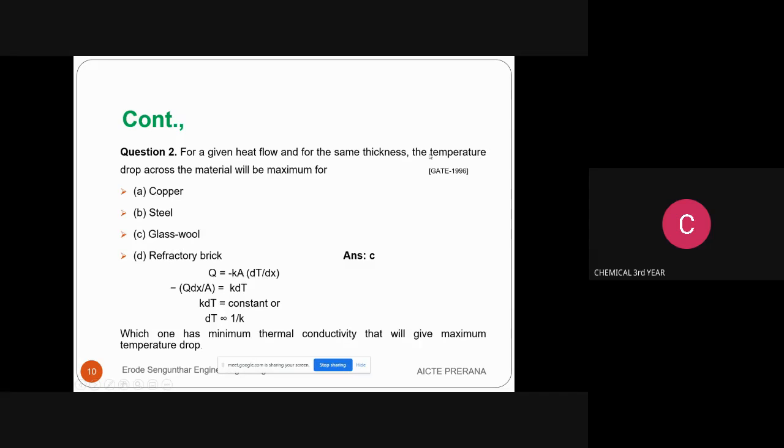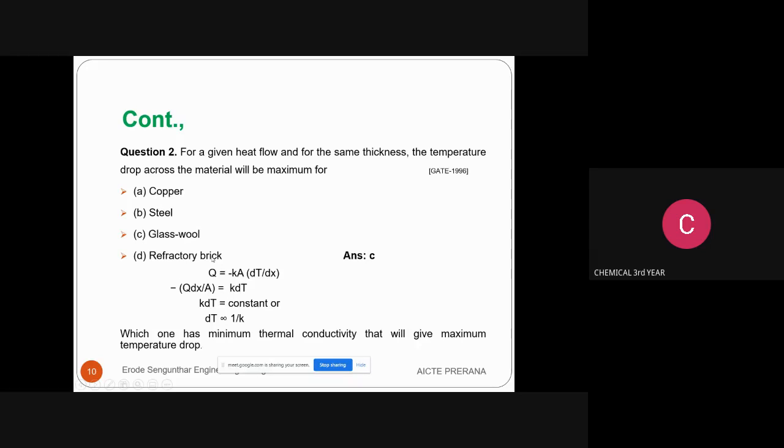Temperature drop. If it should be the maximum, you just tell whether it is the conductive material or insulating material. Yes, think. Definitely it should be the insulating material, right? So here, see: copper, steel, glass wool, and refractory brick.